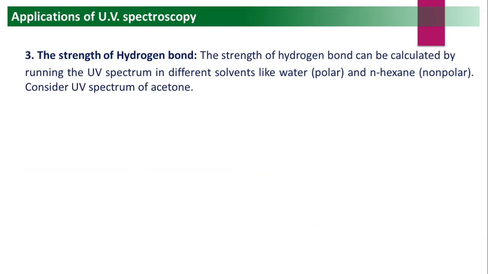Next application is to determine the strength of hydrogen bond. The strength of hydrogen bond can be calculated by running the UV visible spectrum in different solvents like water, a polar solvent, and n-hexane, a non-polar solvent. So this is how to calculate the strength of the hydrogen bond. We have to take the spectrum in polar solvent as well as non-polar solvent, and then compare these two absorptions, and then we can calculate the strength of hydrogen bond.